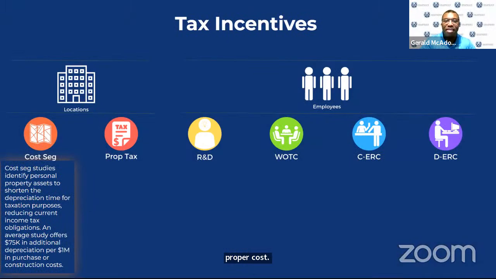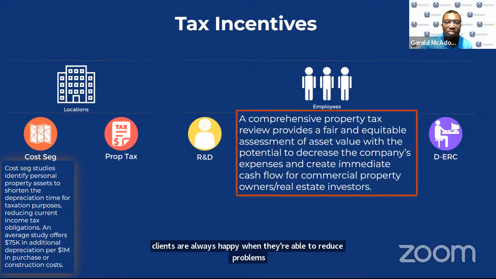Property tax. Most companies consider property tax to be a fixed cost, but a review of the real and personal property tax assessment will often result in the identification of opportunities to lower the tax bill, savings in the 10 to 25% or more of the taxes paid. Second, savings identified in the current year are typically realized in future years as well. So clients are always happy when they're able to reduce property taxes. Then we're going to move on to the employee part.